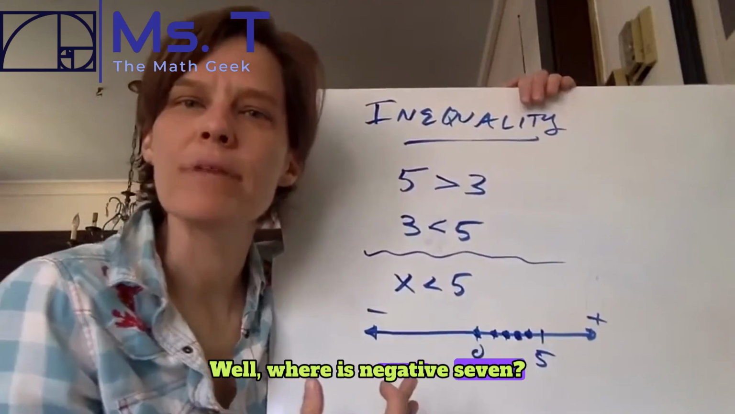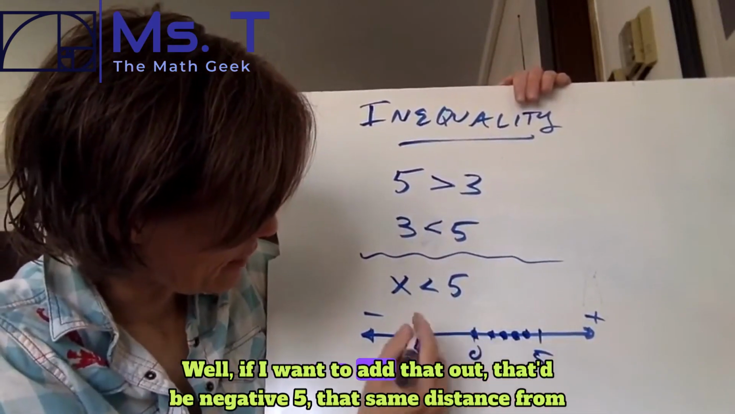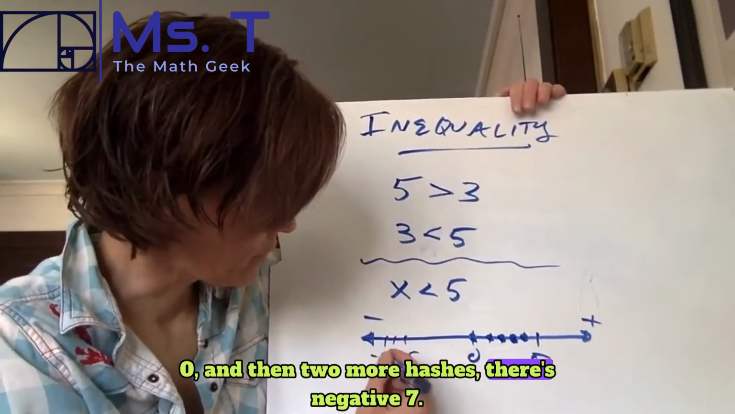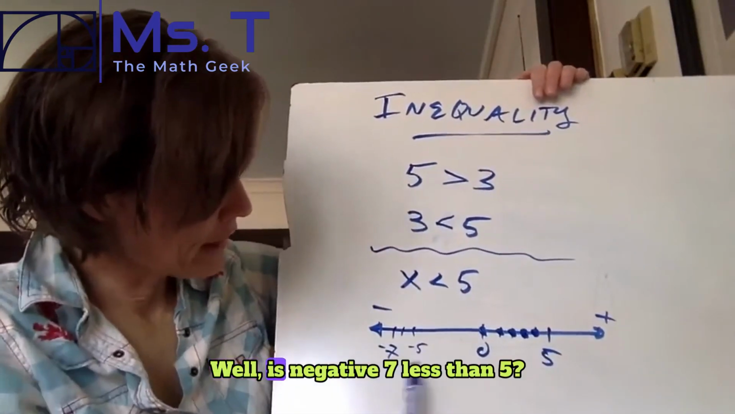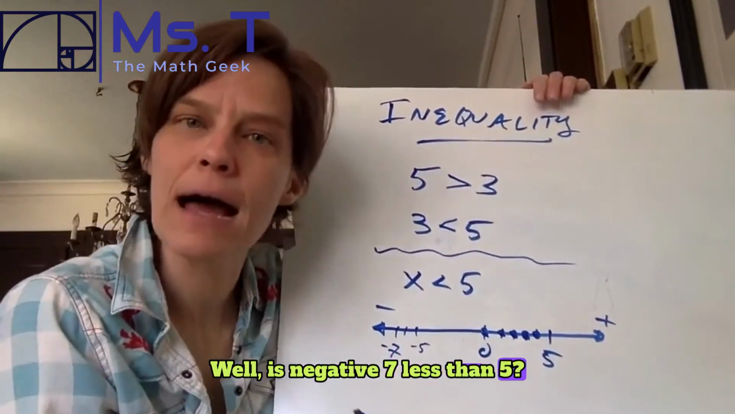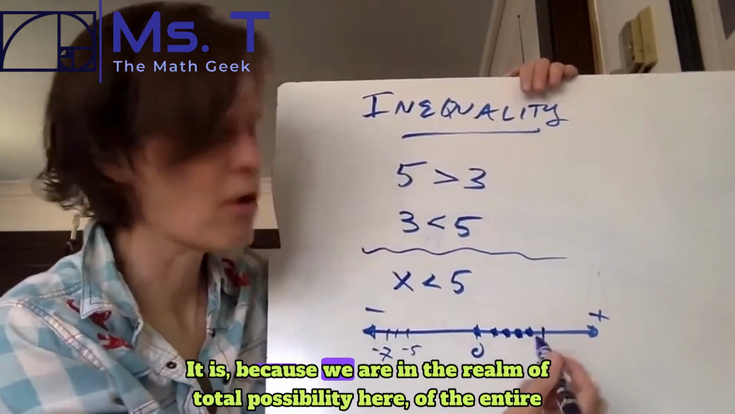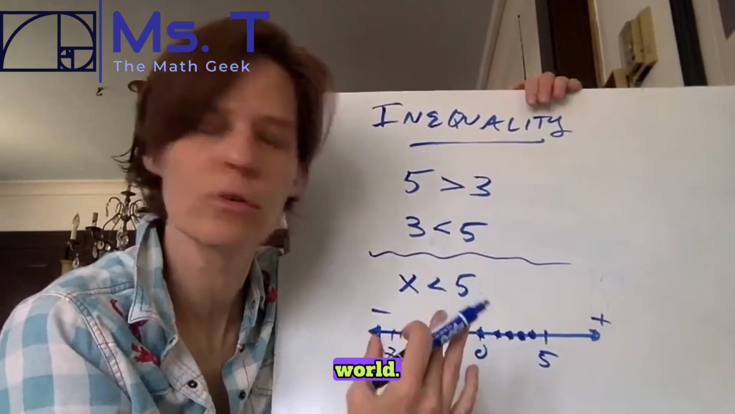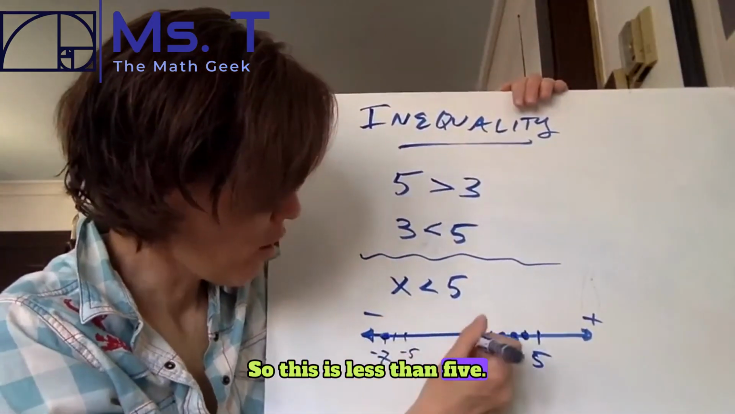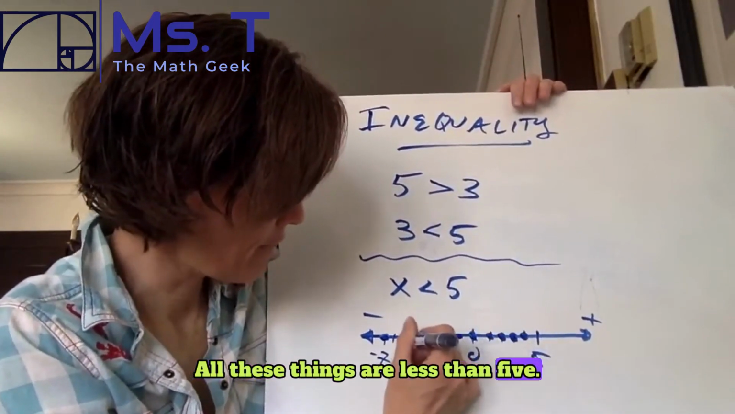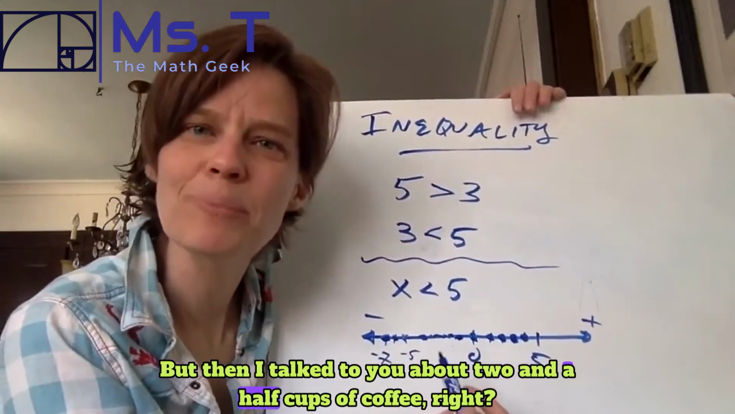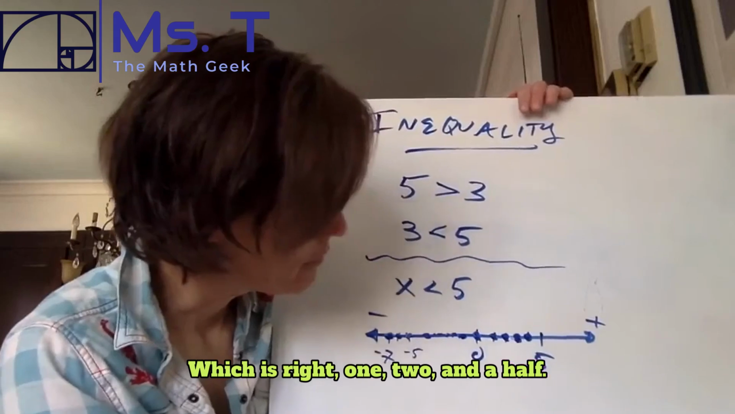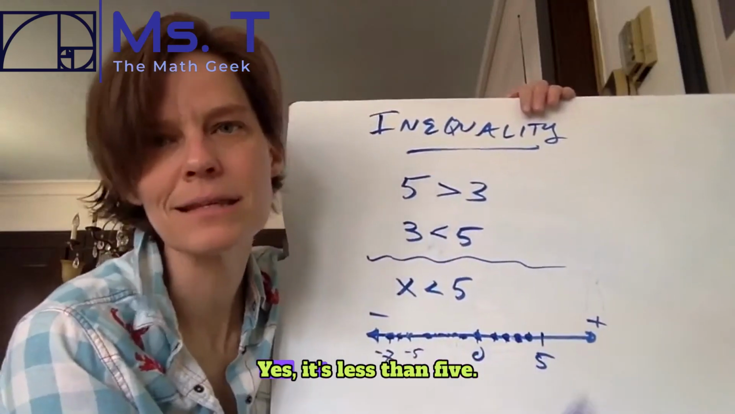Well, where is negative 7? Well, if I want to add that out, that would be negative 5, that same distance from 0, and then 2 more hashes. There's negative 7. Well, is negative 7 less than 5? It is, because we are in the realm of total possibility here, of the entire world. So this is less than 5. All these things are less than 5. But then I talked to you about 2.5 cups of coffee, right? Which is right, 1, 2.5. Is that less than 5? Yes, it's less than 5.